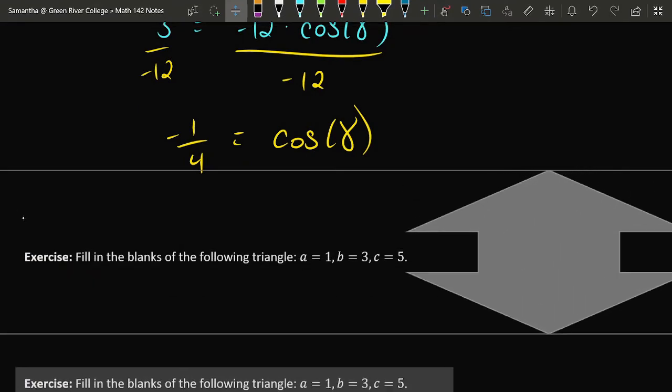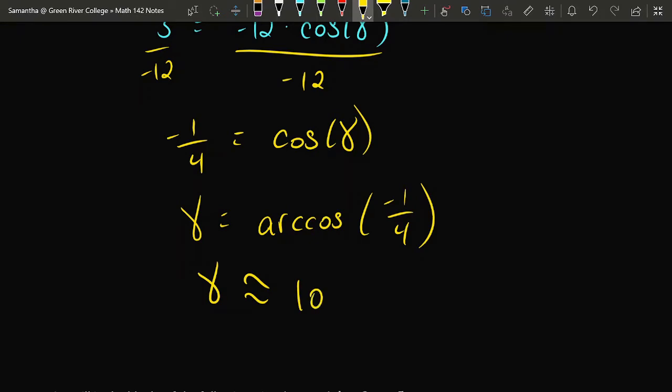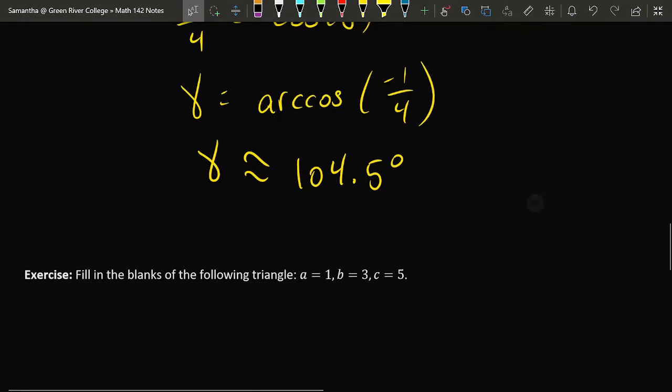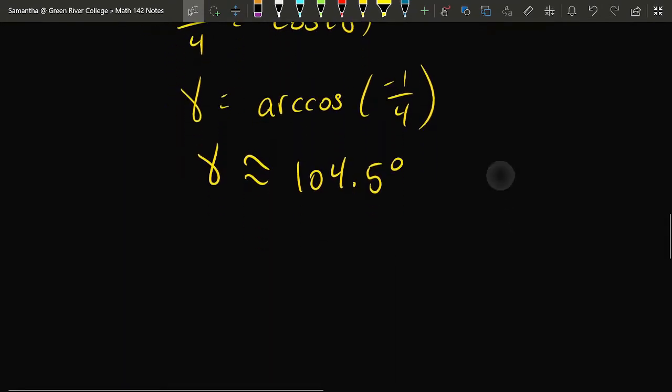Now, applying inverse cosine to both sides, we find that the value of gamma is equal to arc cos of negative 1/4, which, based on my calculator, is approximately equal to 104.5 degrees. Inverse cosine was unique. It was able to produce angles as large as 180 degrees. So we have found the accurate value of gamma using inverse cosine. Gamma is the obtuse angle, 104.5 degrees.